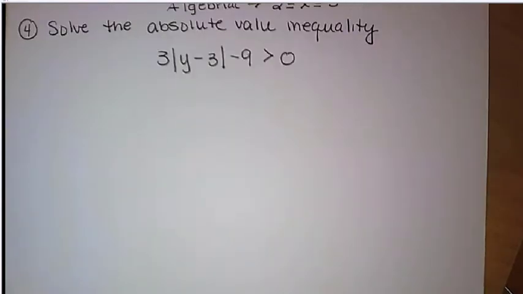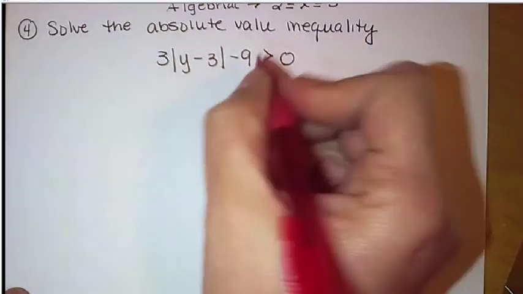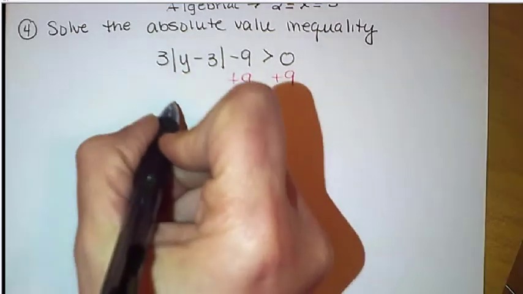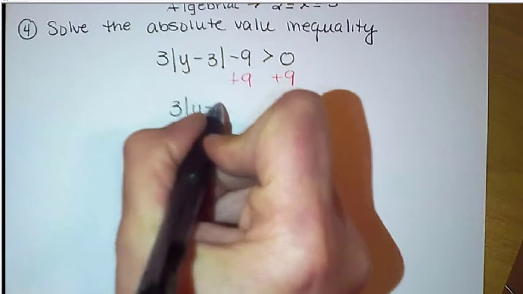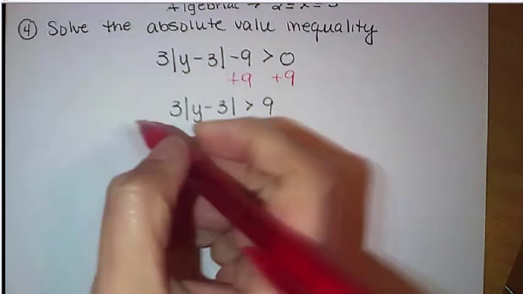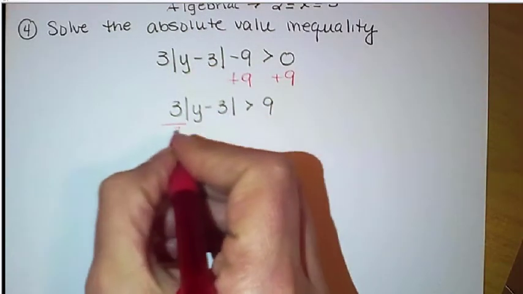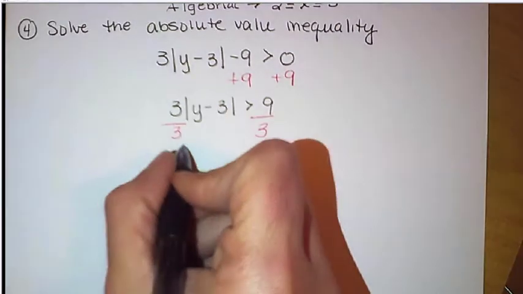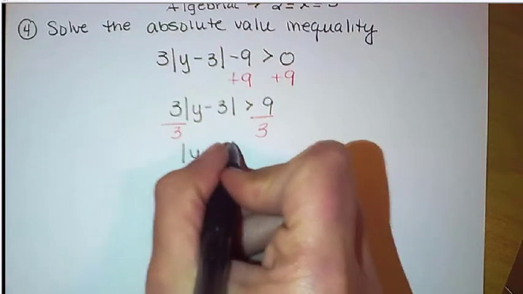Okay, so for our last problem that we're going to deal with, we have 3 times the absolute value of y minus 3, minus 9, is greater than or equal to 0. Again, to start this problem, we need to isolate the absolute value of y minus 3. So we're going to add 9 to both sides. So that is going to give us 3 times the absolute value of y minus 3 is greater than or equal to 9. Again, we want to make sure to get the absolute value by itself, so we're going to divide both sides by 3. So we have the absolute value of y minus 3 is greater than or equal to 3.